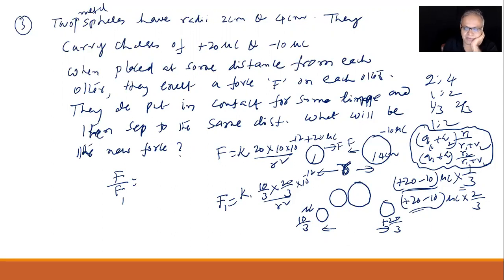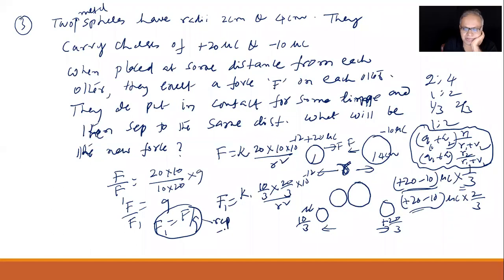Do you follow? So F by F1 will be what? K will be cancelled. R square will be cancelled. 10 to the power minus 3 will be cancelled. Isn't it so? 10 to the power minus 12 will be cancelled. So finally, what do I get? 20 into 10 by 10/3 into 20/3. 9 goes up. Right? So what do I get now? So F by F1 equals 9. So F1 equals F by 9, but now it is repulsive. Previously it was attractive.